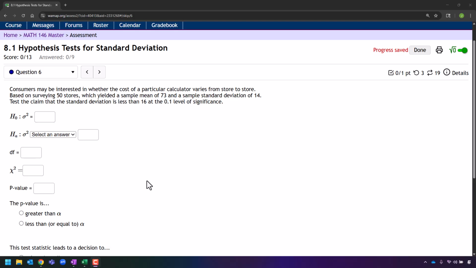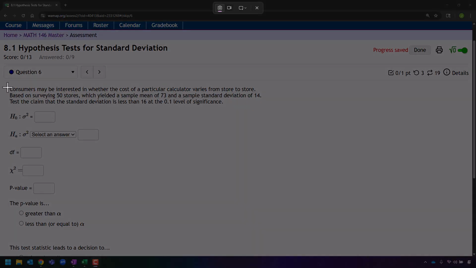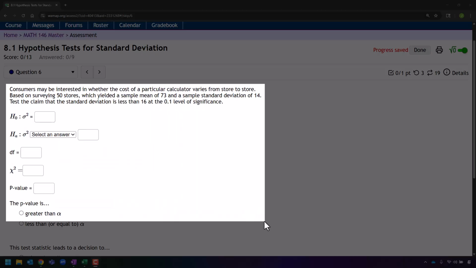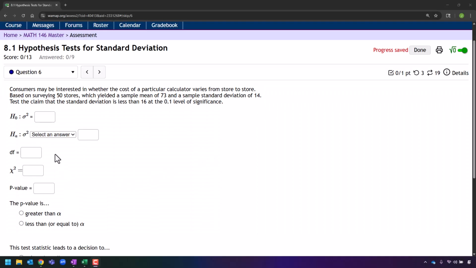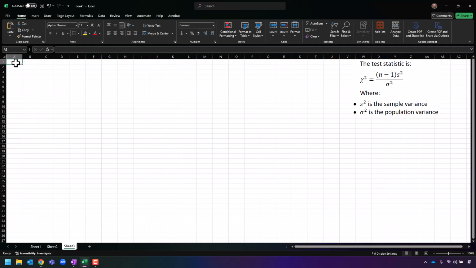And you can see here on the left-hand side, we have some things we're trying to get. So I'm going to try to take a snip here, and we'll run through this stuff. So our claim here has to do with this. It says test the claim that the standard deviation is less than 16 at the 0.1 level of significance. So 16 squared is something. That's going to be the value that goes here. Our null hypothesis is that it's going to be equal to it. Let me just copy and paste this here.